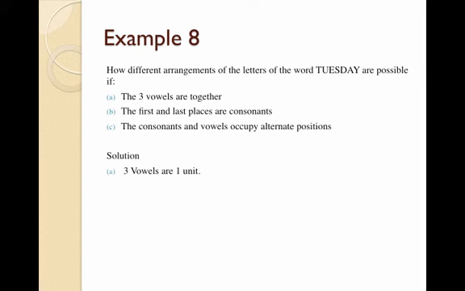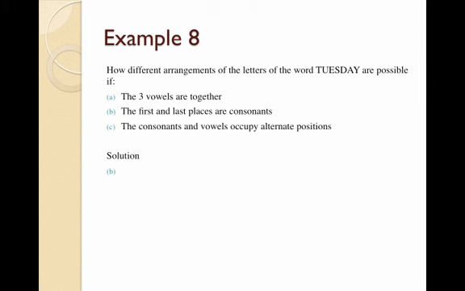The 3 vowels we're going to treat as one unit. That means that there are 5 units in total, the 4 consonants and the vowels. This means that there are 5 factorial different ways of having the 3 vowels together. However, remember, there are 3 factorial ways of arranging the vowels, so we need to multiply by 3 factorial. This gives us an answer of 720 different possible arrangements.